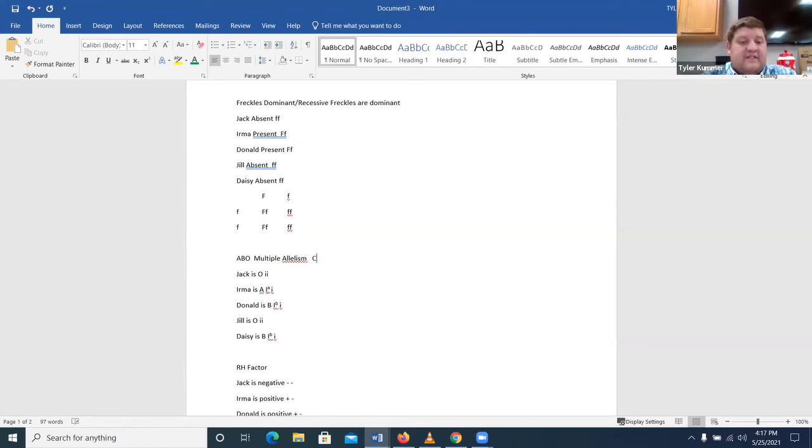We also have something called codominance here. Codominance means that if we have two alleles both present in the genotype, both get expressed in the phenotype. And so if you have an individual that's heterozygous for A and B alleles, they will end up with A and B antigens sticking off of their red blood cells.